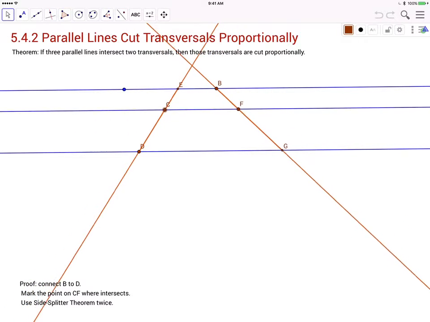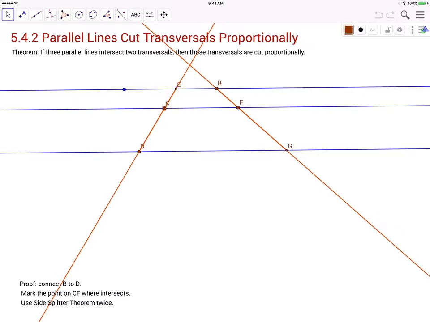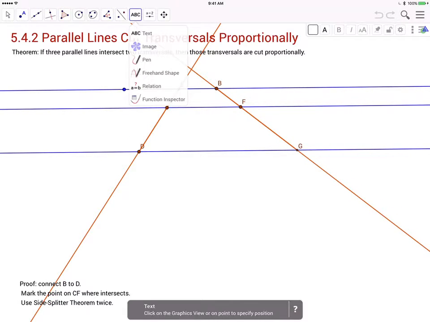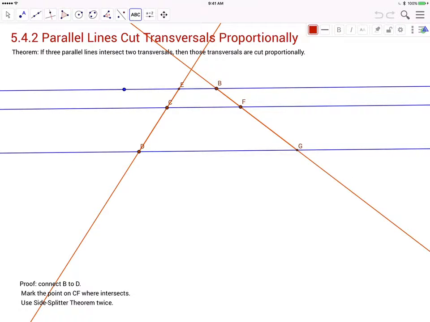In this one, we're going to grow the idea just a little bit. And what I've done is I've created three parallel lines here and two transversals. And it's really important here, I'm going to make this point because I've seen it be misused before. This theorem says if three parallel lines intersect two transversals, but three parallel lines are assumed. And so anyway, this theorem says if three parallel lines intersect two transversals, then those transversals are cut proportionally.